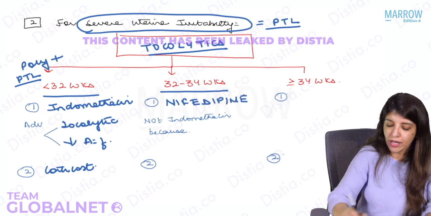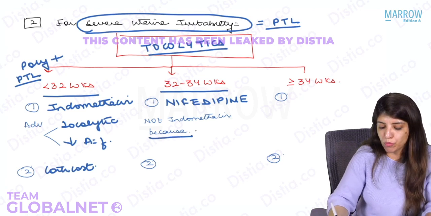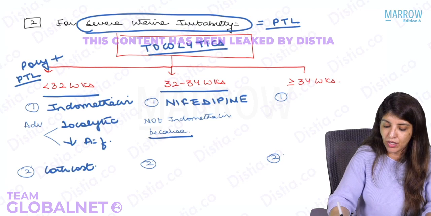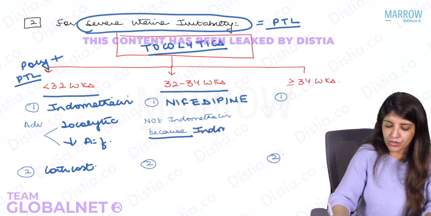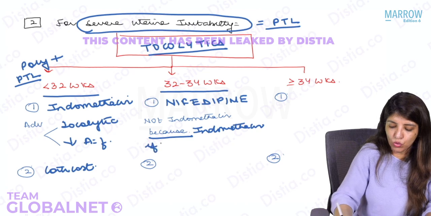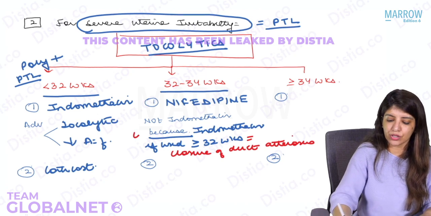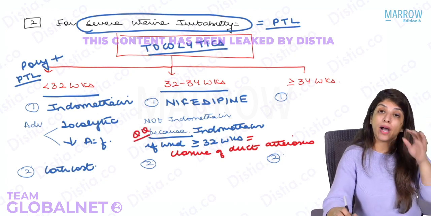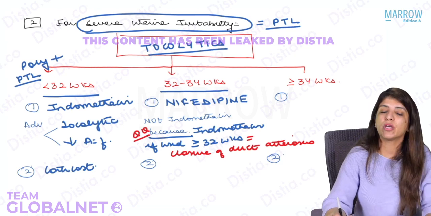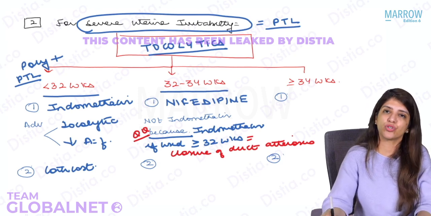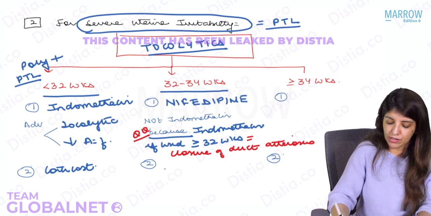Not indomethacin. Why? Because indomethacin, if used at more than 32 weeks, can result in closure of the ductus arteriosus. This was your previous NEET question: why is it that indomethacin should not be used beyond 32 weeks? Because it can lead to premature closure of the ductus arteriosus. Now again, in this category also, I have to give corticosteroid.